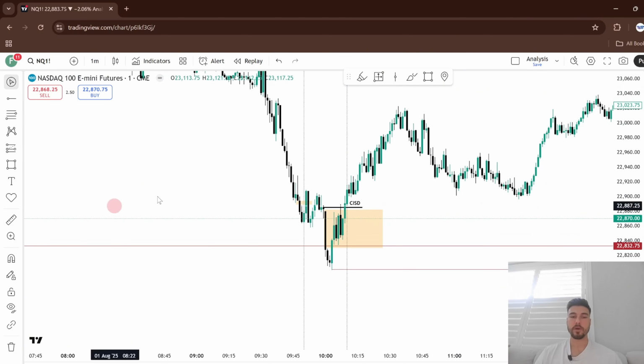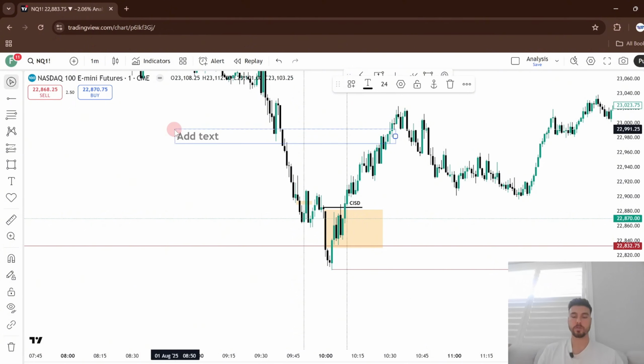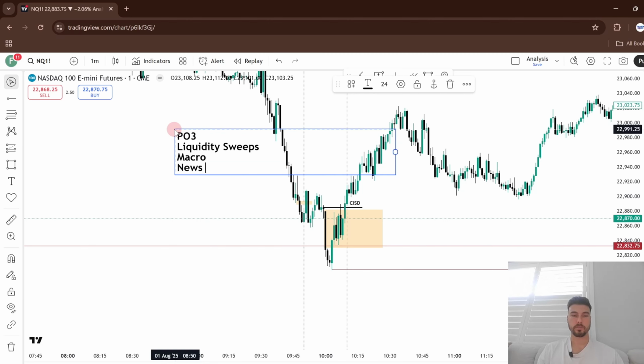Please keep in mind, an inversion fair value gap means nothing without context. You cannot just long or short any inversion during a macro. It's not going to work. You're going to get chopped up. You need to wait for liquidity to be swept. And these are the confirmations to wait for: Power of 3, liquidity sweeps, macro, news manipulation, right? These are all things to consider to take this kind of trade.